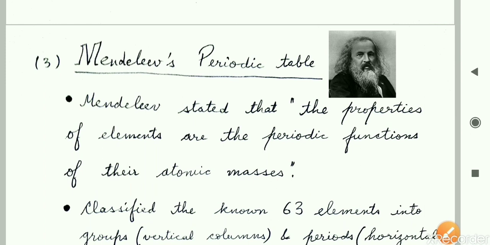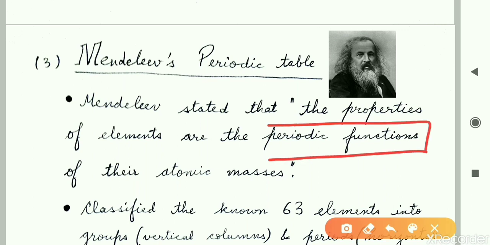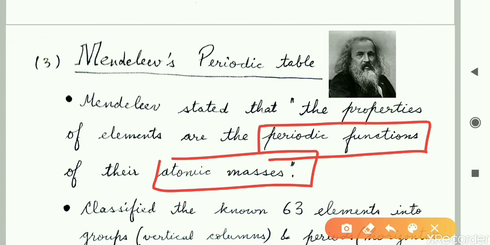Although Newlands gave his law of octaves, and it was more or less similar to a periodic table, actually it was not. The first and foremost periodic table was presented by Mendeleev. Dmitri Mendeleev was a Russian chemist, and he gave a periodic law. It states that the properties of elements are a periodic function of their atomic mass.